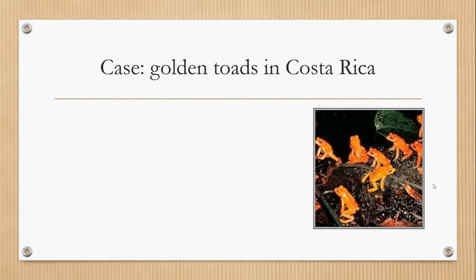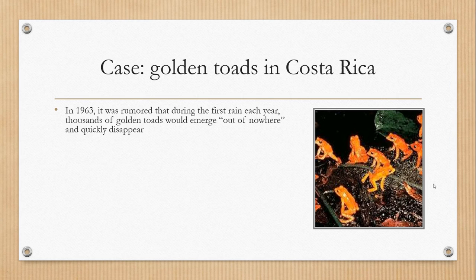And before we jump into what all of those words mean, I want to talk to you a bit about these golden toads in Costa Rica. In 1963, it was rumored that during the first rain each year, thousands of golden toads would emerge out of nowhere, seemingly, and then quickly disappear. People were always talking about them, and scientists were eventually like, okay, what's going on here? No scientist had ever found them until Dr. Savage did in 1964. And yes, Dr. Savage was his real name.